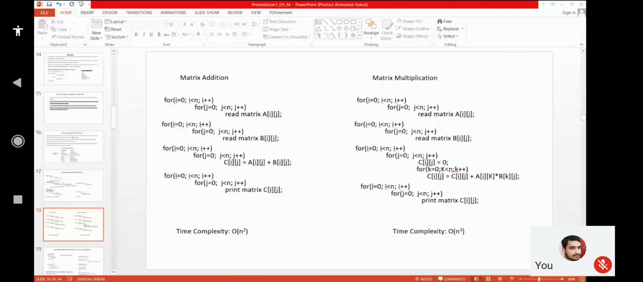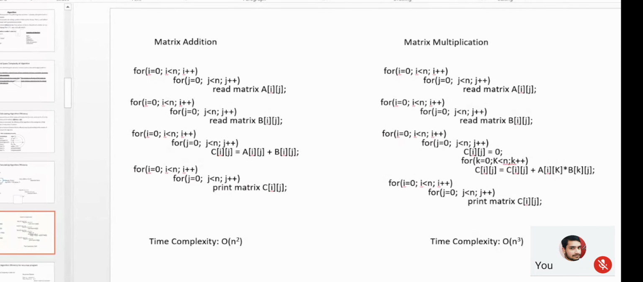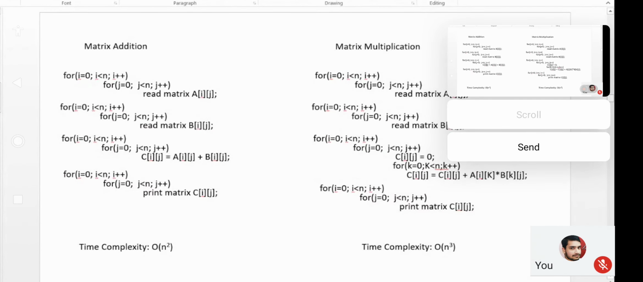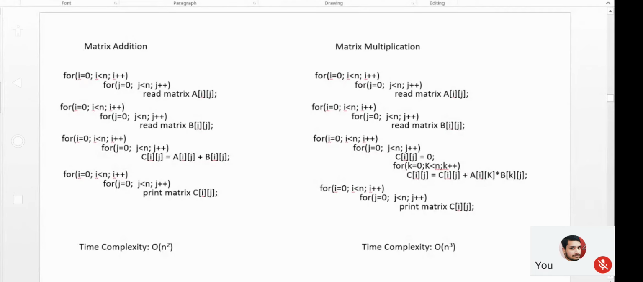Next, I have two pseudocodes, one for matrix addition and one for matrix multiplication. Just write the simple pseudocode. The first one is for matrix addition. You have to read first matrix A, then read matrix B. After that, compute the addition, and then display the result.